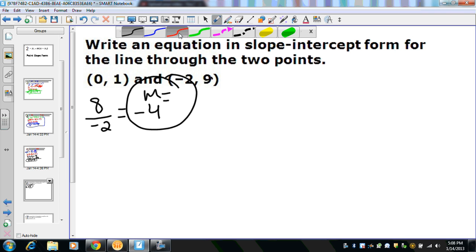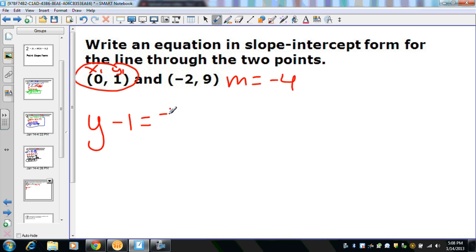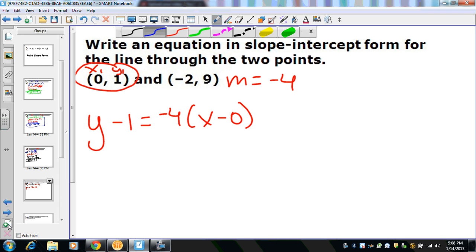Well, now we're going to plug that in. The slope is -4. We can remember that. It doesn't matter, again, which one of these points you use. I'm going to use this one. So this is my x1 and my y1. Okay. So y minus y1, which is 1, is equal to my slope, which is -4, times x minus x1, which is 0.